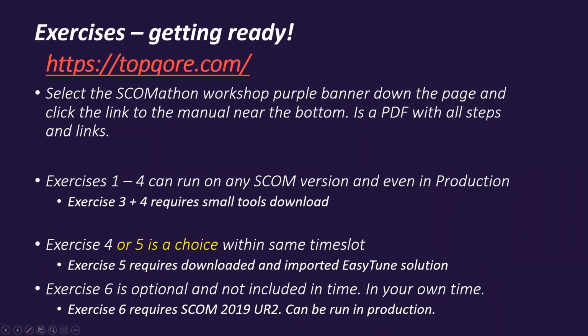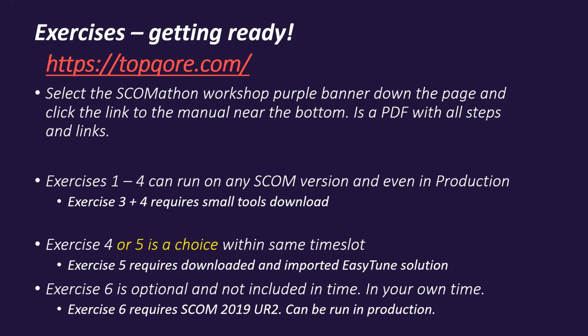So exercises 1 to 4, you can run on any SCOM version and even in production, because it is mainly reporting. And some of the smaller tools we are using, we are actually not making any changes. We are just looking at things and clicking around. Now, there is an optional exercise 5, which is about EasyTune. If you don't have EasyTune and you want it, you can go to the EasyTune website and download it there and import it. Running either exercise 4 or 5 is a choice. You can select which one you want to run.